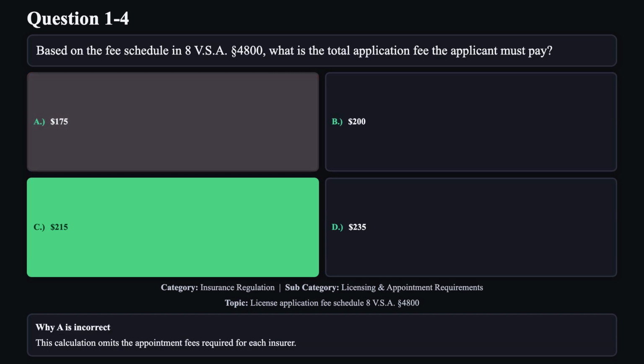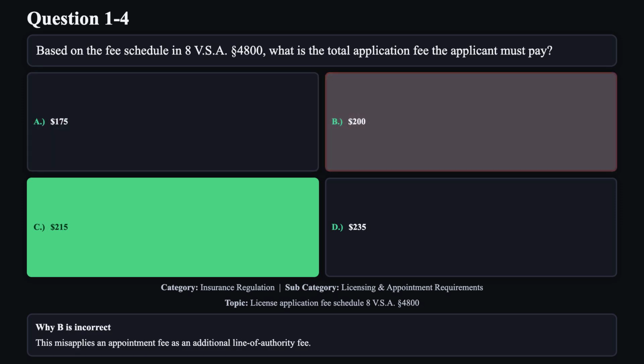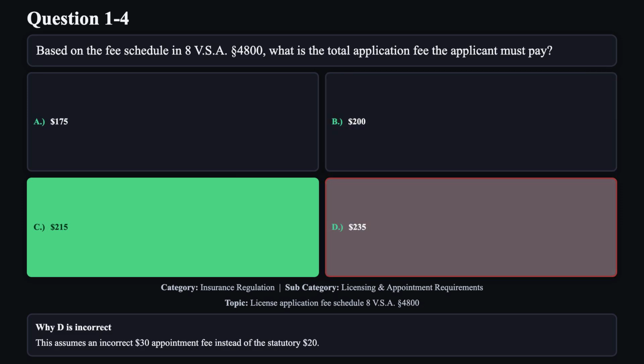Reason A is not correct. This calculation omits the appointment fees required for each insurer. Reason B is not correct. This misapplies an appointment fee as an additional line of authority fee. Reason D is not correct. This assumes an incorrect $30 appointment fee instead of the statutory $20.